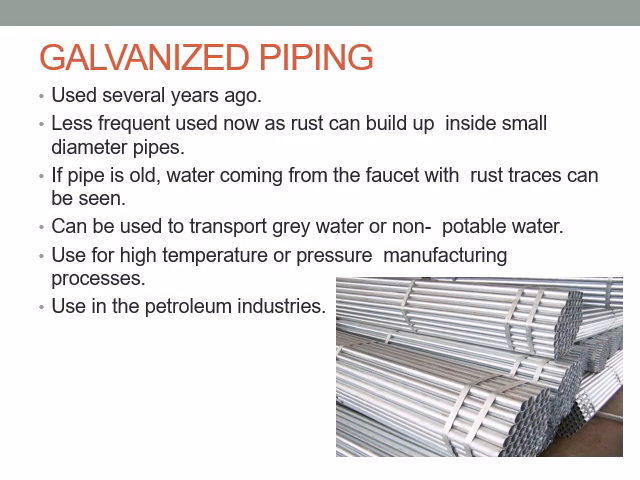Next type is galvanized iron pipes, which were used several years ago. They are less frequently used now as rust can build up inside the small diameter pipes. If the pipe is old, water coming from the faucet with rust traces can be seen. They can be used to transport grey water or non-potable water. They are also used for high temperature or pressure manufacturing processes and mainly used in the petroleum industries.